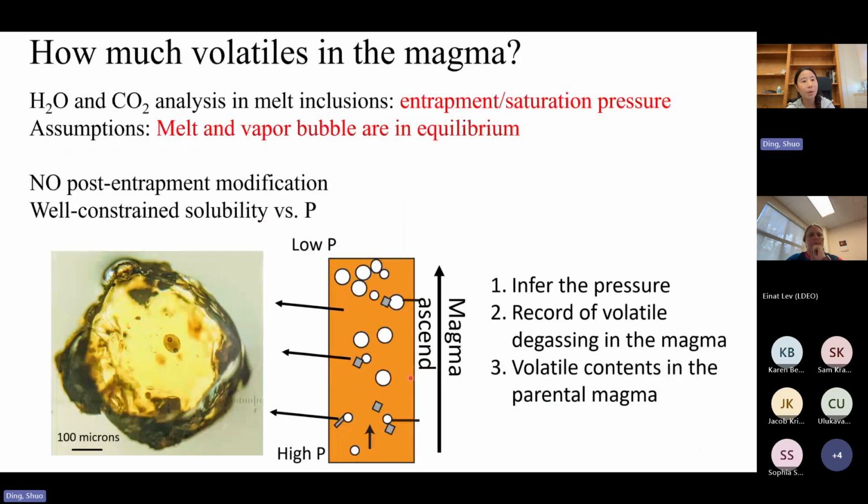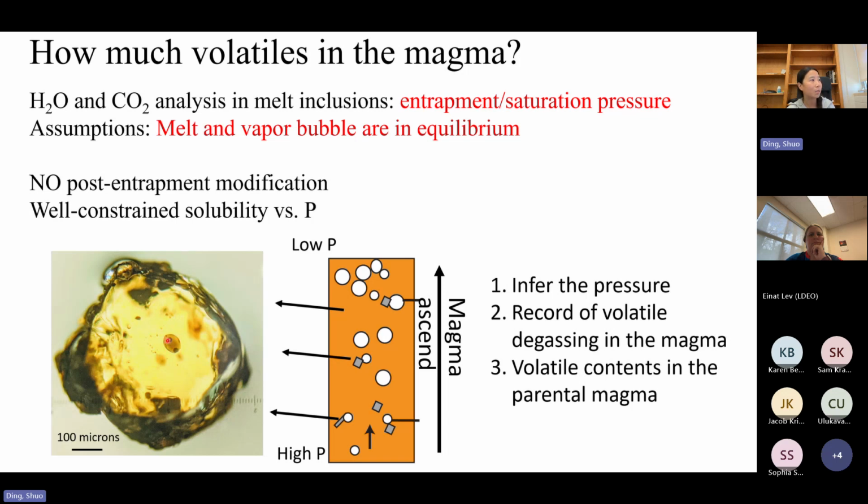So because of this pressure sensitivity, analysis of water and CO2 in the magma or in the melt inclusion can really help us constrain the depths. This is a picture of a melt inclusion sitting in an olivine. A melt inclusion is like a melt parcel that's entrapped during crystal growth.